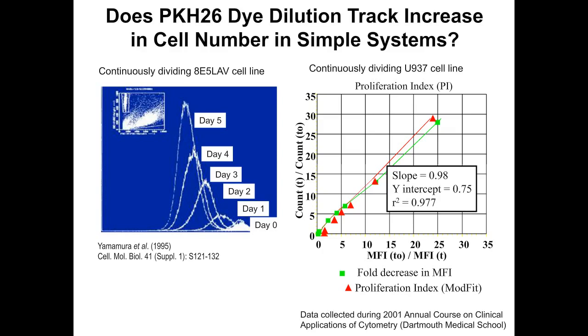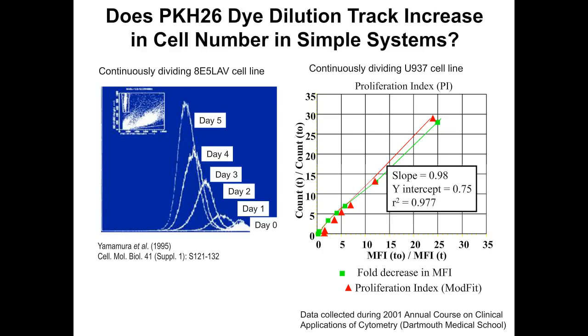On the right-hand side, what you can see is that we were plotting the MFI, or the fluorescence intensity, on the x-axis at time 0, divided by the fluorescence intensity at a later time, for example, day 1, day 2, day 3. What this is going to do is tell us the decrease in MFI. With each division, the theoretical decrease would be 50%. On the y-axis, we're looking at count, and it's essentially the reciprocal. We're taking the count at a subsequent day, day 1, day 2, day 3, day 4, and dividing that by the initial count. So if the culture doubles, then we would expect that number to double as well.